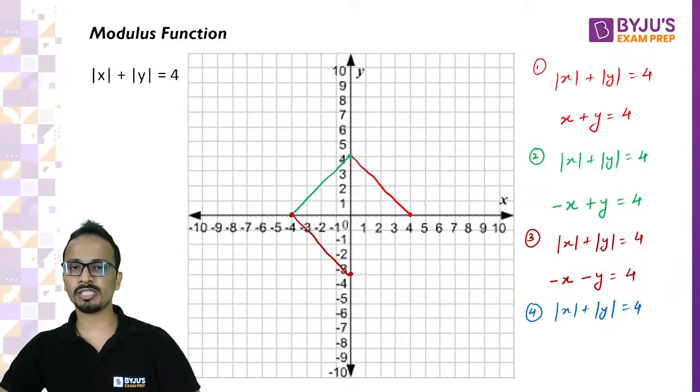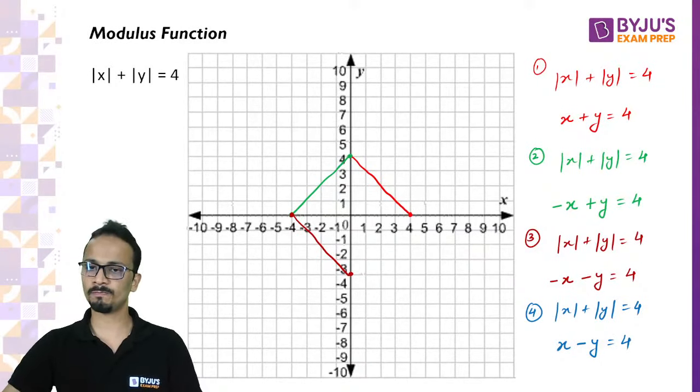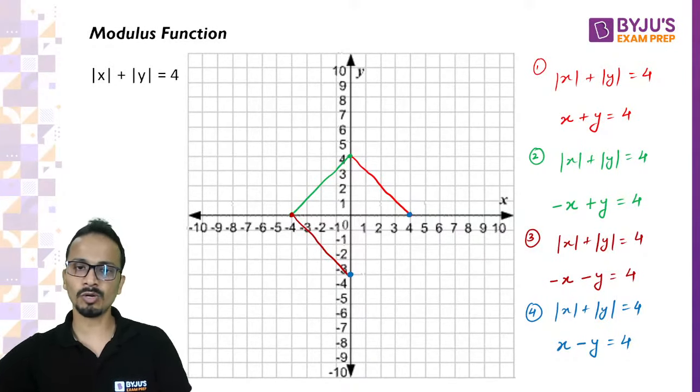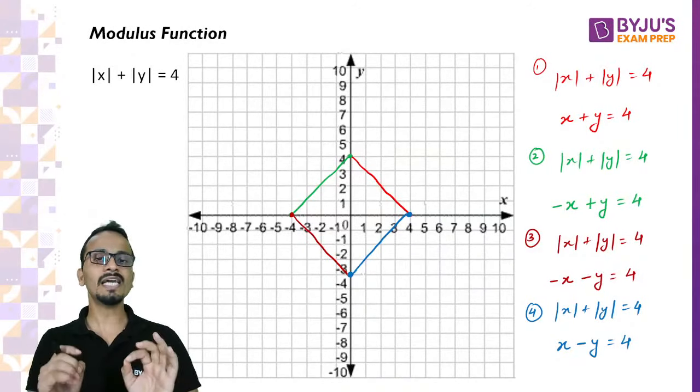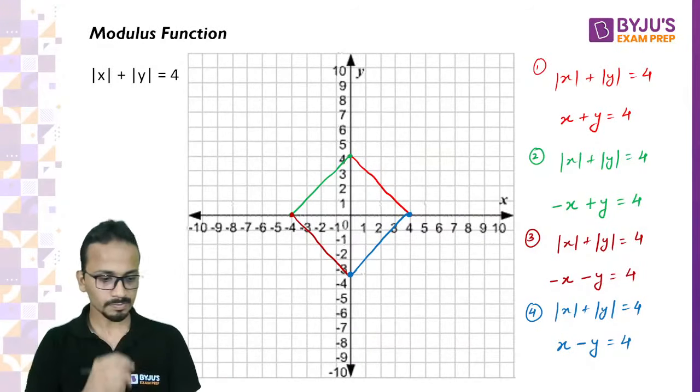X is positive and y is negative, so mod x will become x and mod y will become minus y, and finally equal to 4. So putting x equal to 0, y will be negative 4, and putting y equal to 0, x will be plus 4, and join these points like this. So this is the entire graph for mod x plus mod y equal to 4.